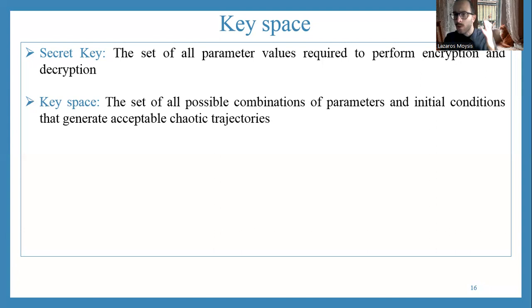But the very big issue here in chaos-based encryption is that the key space is very hard to specify. It is very hard to specify what all the possible combinations are that give chaotic behavior. Some of them will not give chaotic behavior. Some of them diverge to infinity. Some of them have periodic behavior and are not acceptable.